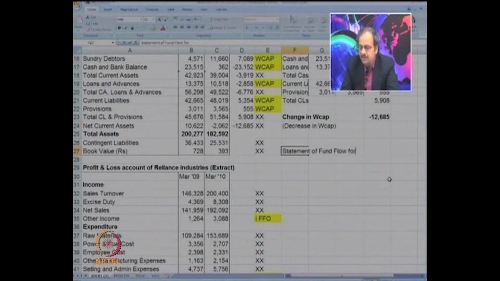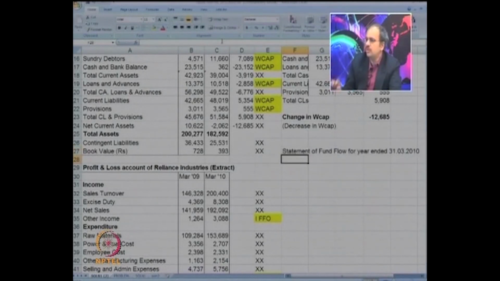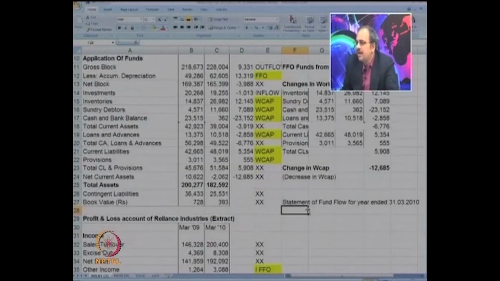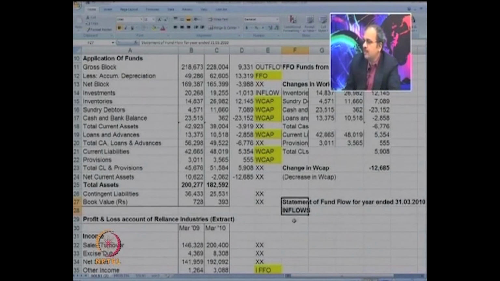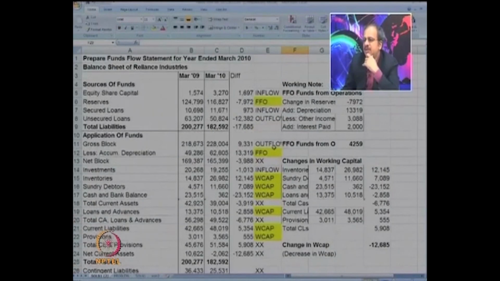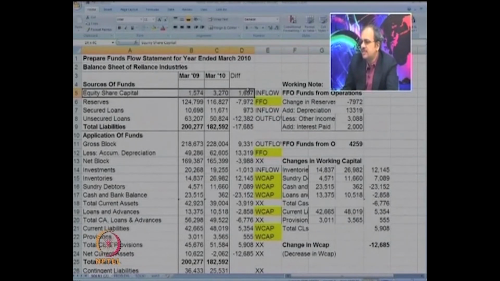flow. Keep in mind that these statements are for a particular year. In this case, it is for March 2010. So it is for year ended 31/03/2010. Now we will list out all the inflows first. So take a look at the statement. There are a number of items where inflows are given. So we will take those items first.